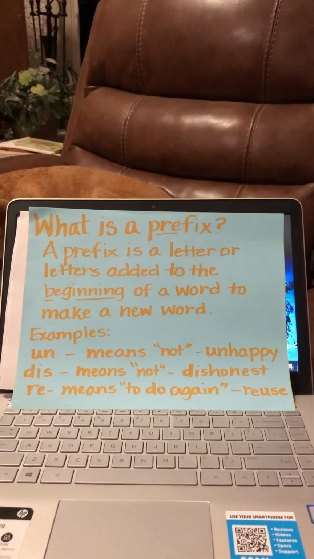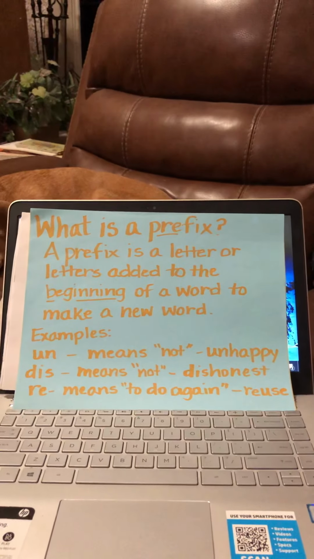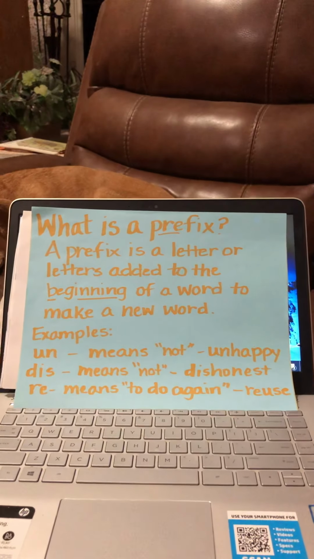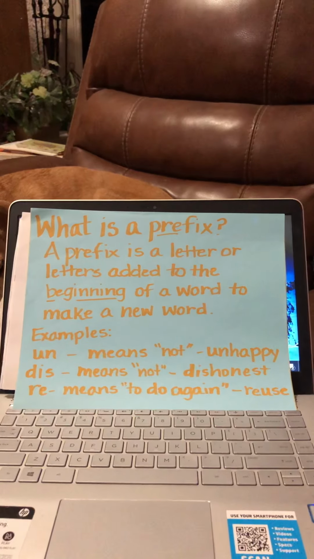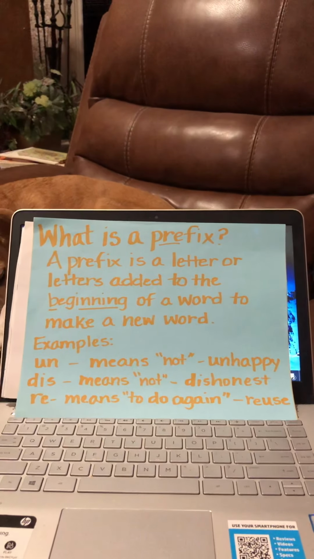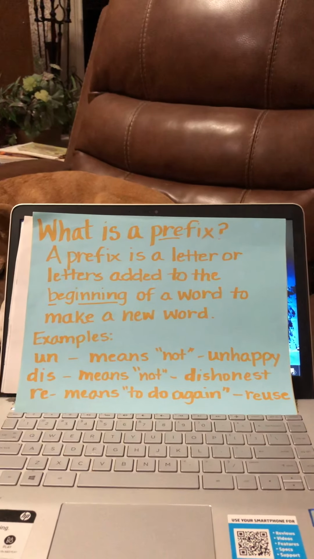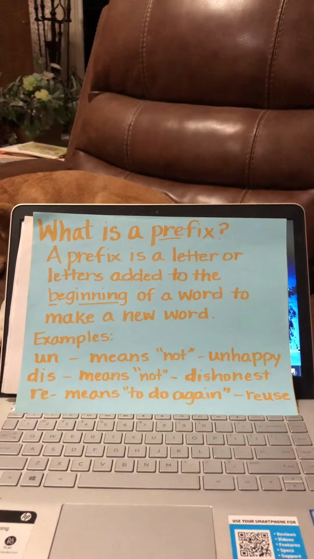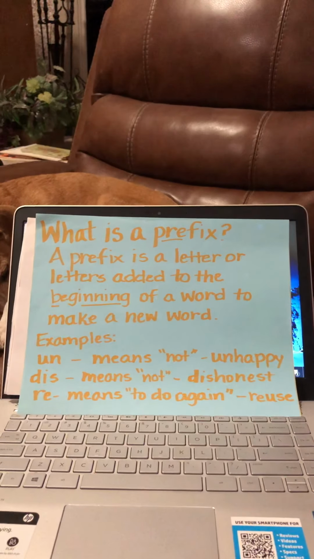The next example is dis. The prefix dis also means not. You might hear someone is dishonest. That means that they are not honest. Certainly not a trait that we would want to be known by.